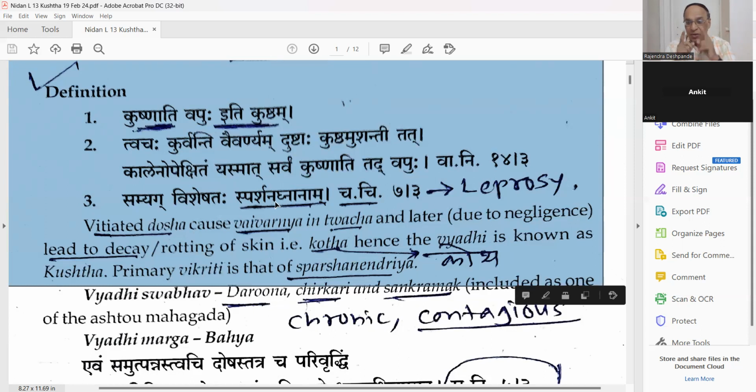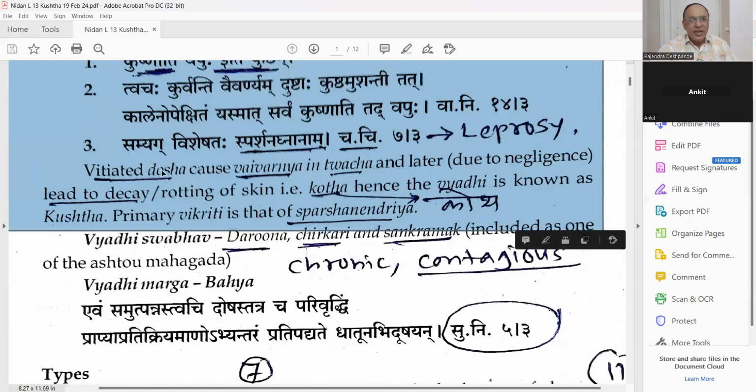Remember these words. Okay. So any hypopigmented patch, get it checked by the doctor; if it is on the backside, you can have it checked by your relatives or friends. If sensations are there, no problem, nothing to be worried about. But no sensation and hypopigmented, I am not saying 100%, it can be leprosy. Sparshana jnana. Vitiated doshas, that is vata pitta kapha, cause vaivarnya, discoloration in tvacha.